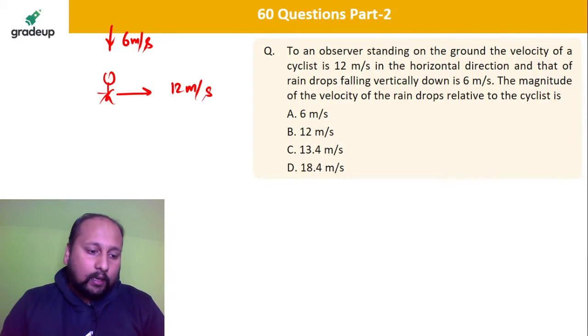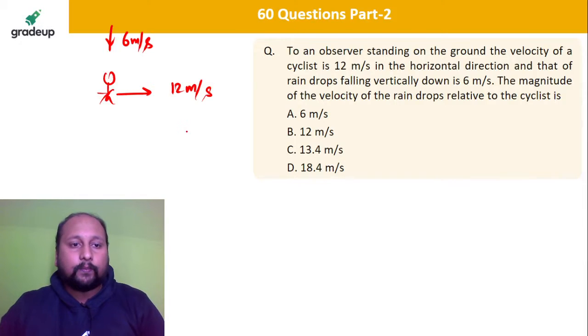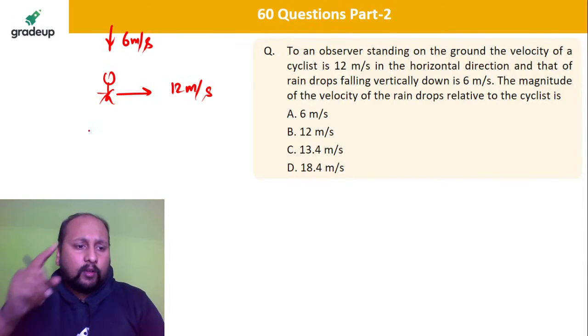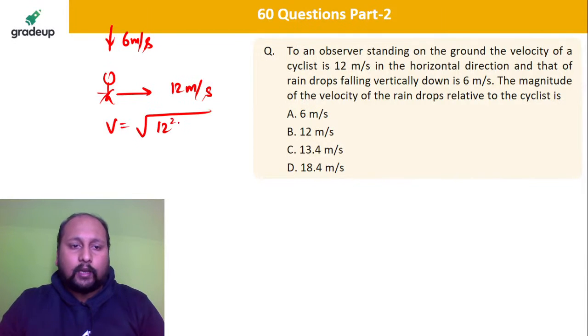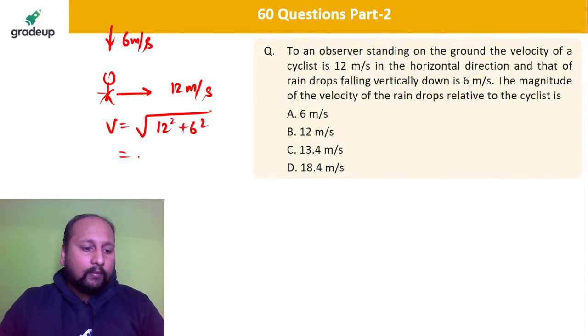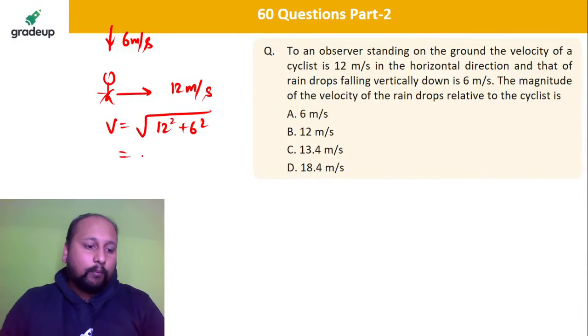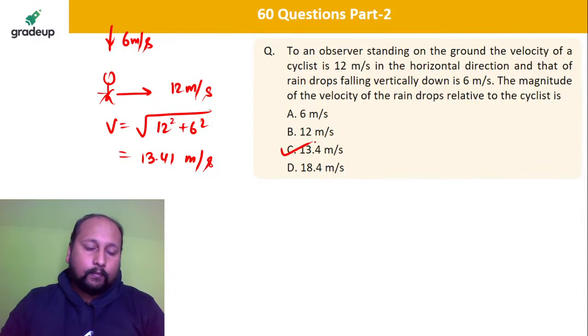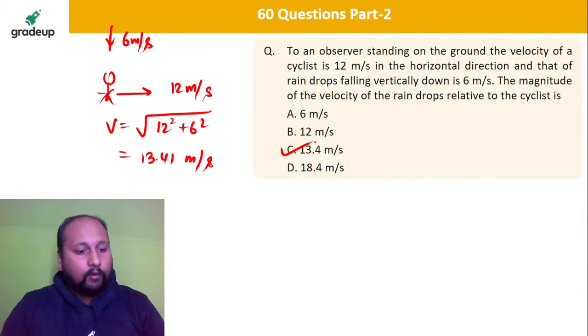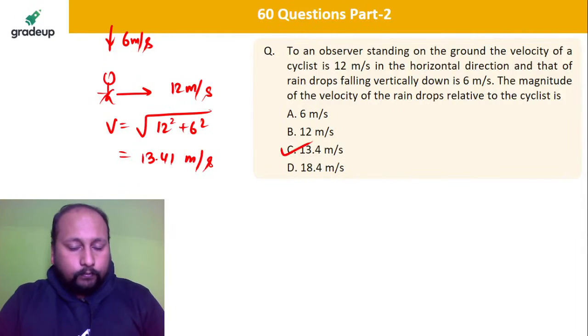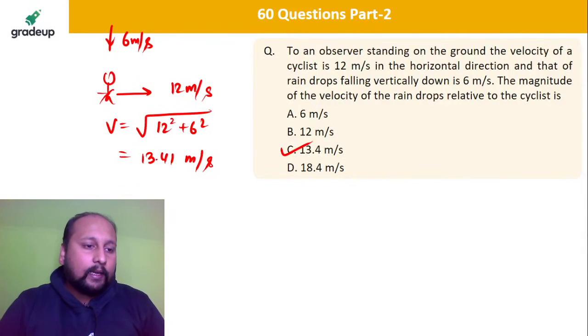Yes, Rajan, you are correct. You can go with that process also. It's quite obvious: two velocities perpendicular to each other. So we can say velocity is equal to under root of 12 square plus 6 square. That will be the relative velocity. So you will be getting approximately 13.41 meter per second. Option C. It's a direct one-liner. Very good. Option C is the correct answer.